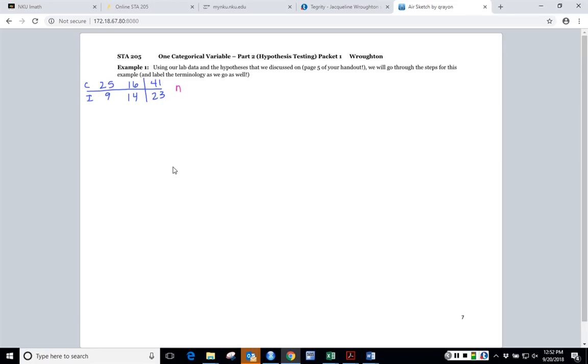So then my total sample size, I'm going to add those two numbers together to get our 64, so a total of 64 students. And our proportion that got it correct will be 41 out of 64, which is 0.6406.